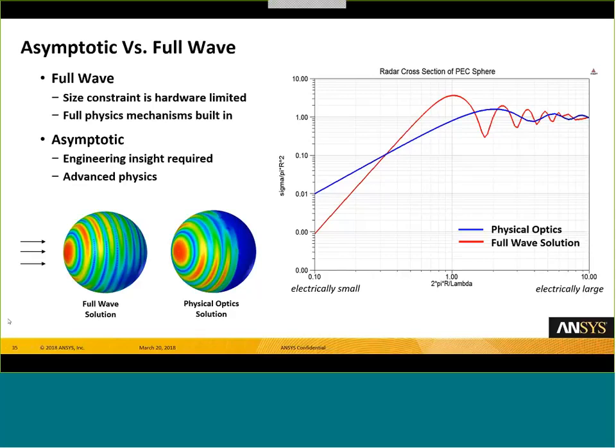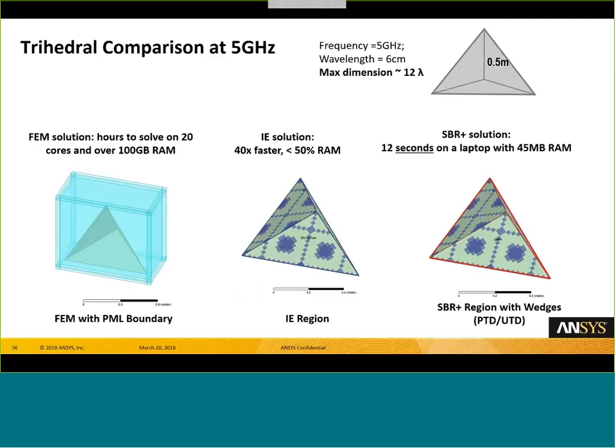So let's go back to some of the canonical test objects to put these different techniques to the test, and we can talk about some of the performance benefits we can get. We start with the model on the left-hand side, which is a finite element solution where we applied a perfectly matched layer boundary condition. In this example, it was run on a fairly modest workstation that had 20 cores and over 100 gigabytes of RAM, which was all needed to solve this problem in a few hours.